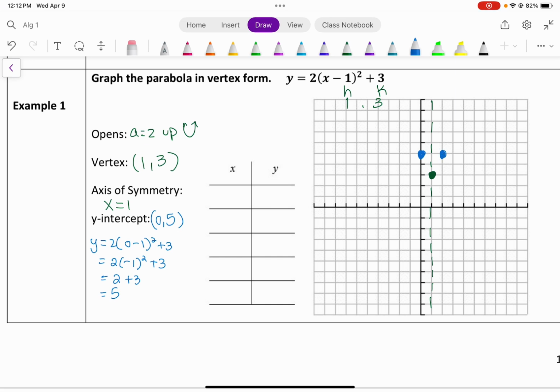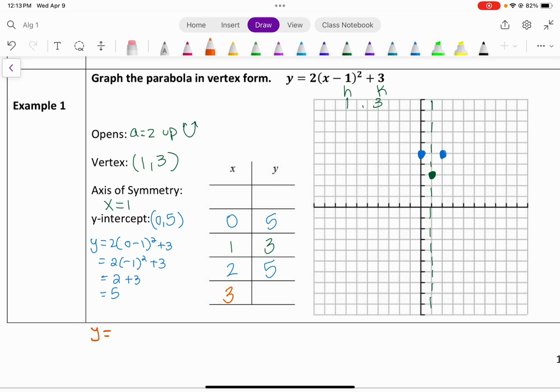Let me put some of these in my table. My vertex was 1, 3, and then we used substitution to find the point 0, 5, and we mirrored that point to find 2, 5. We got 3 points, we just need one more. So I'm going to substitute 3 in because 3 is pretty close to my other values.